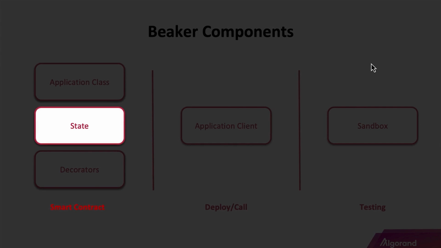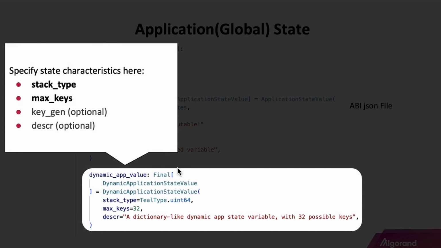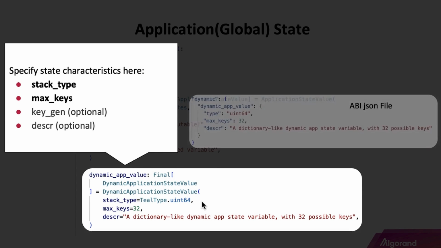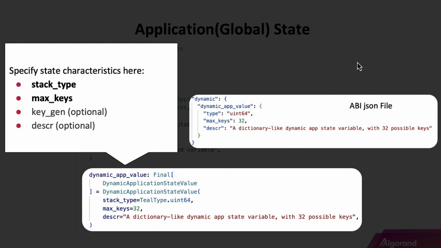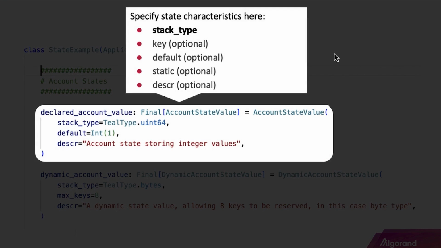The state is really two types of state, right? You've got global state on the entire blockchain, and then you have state that's associated with a particular account. And so this is where you have global state. You can see you've got the type of variable it is, the number of keys, maybe a description, and then this is a JSON file, a human readable file that tells you all the methods and properties that are in that particular solution. And then you've got the local state, where you can see here again defining the type, a default perhaps, as well as a description.